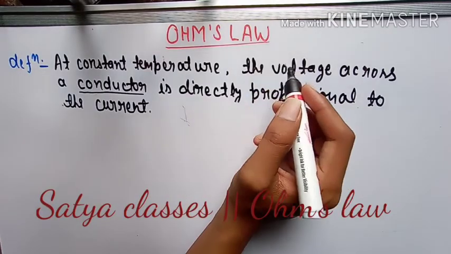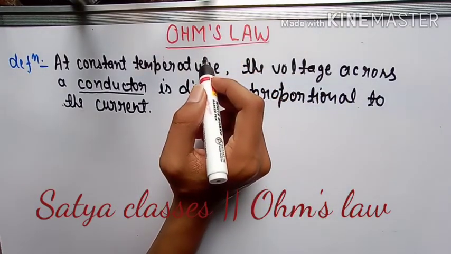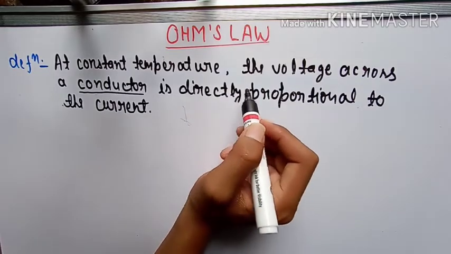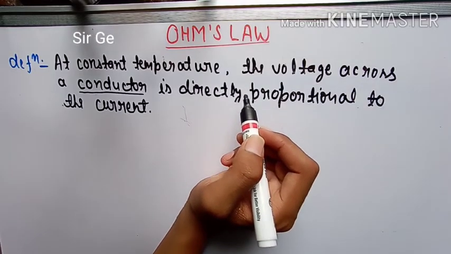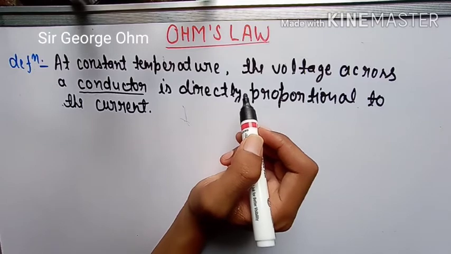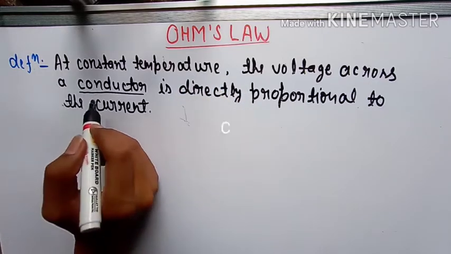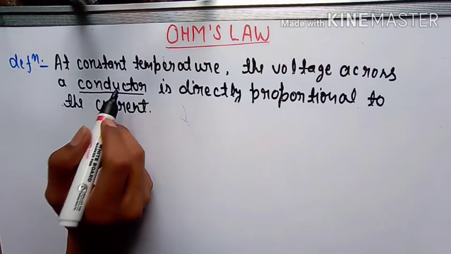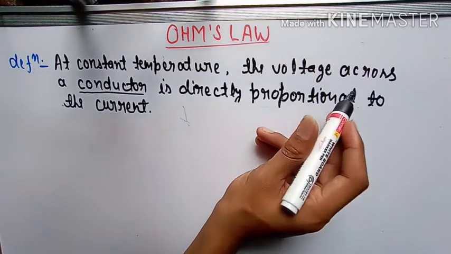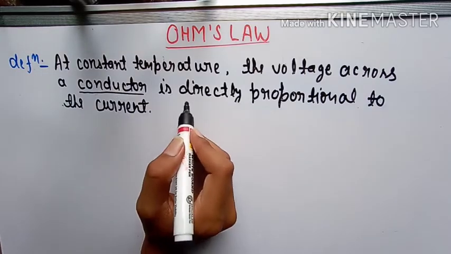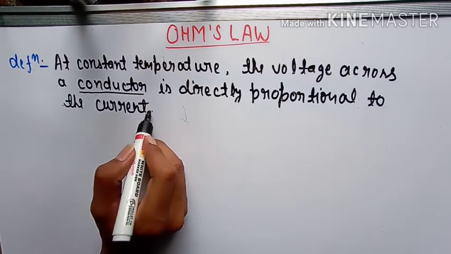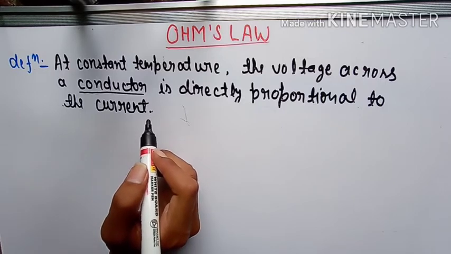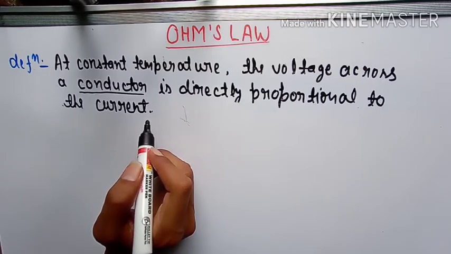So coming up next, let's begin with Ohm's law. The word Ohm is taken from the name of the discoverer of this law, Sir George Ohm, in his honor. So what is the law? At constant temperature, the voltage across a conductor is directly proportional to the current. Guys, this law is really very important and it is asked in your examination. So please pay attention to it.